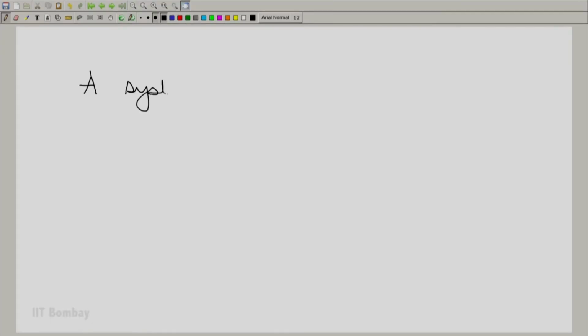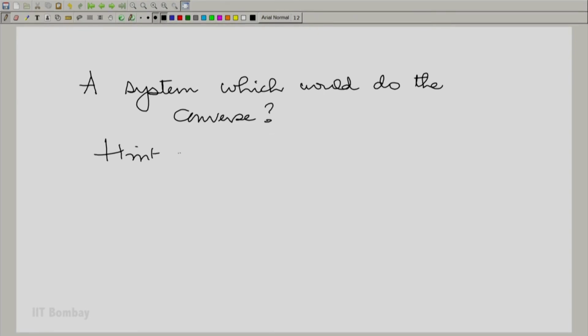Now, can you describe an equally simple system which would do the reverse, enhance the female voices and suppress the male voices? I am going to give you a hint. I will just work it out for a couple of steps, and I am going to leave it to you as an exercise to complete the working. So, let me do that. Let me now give you a system. The hint is, suppose you subtracted instead of adding.